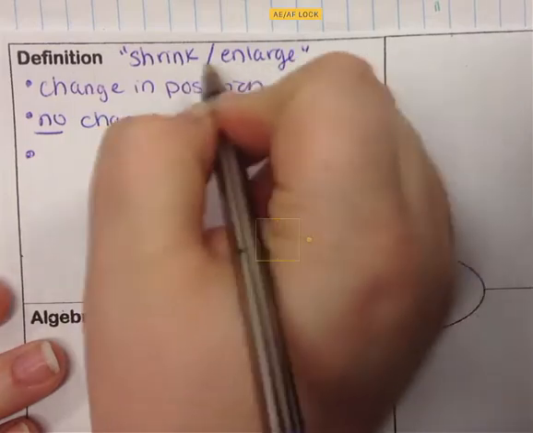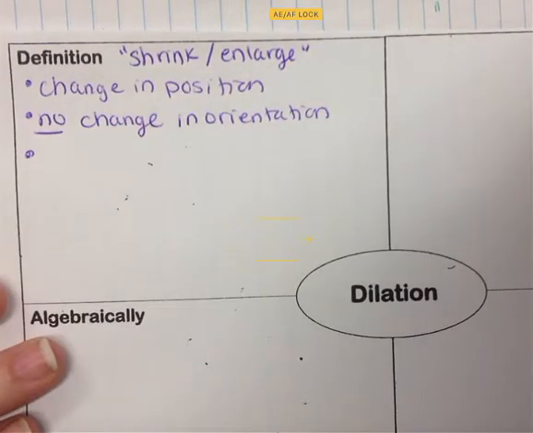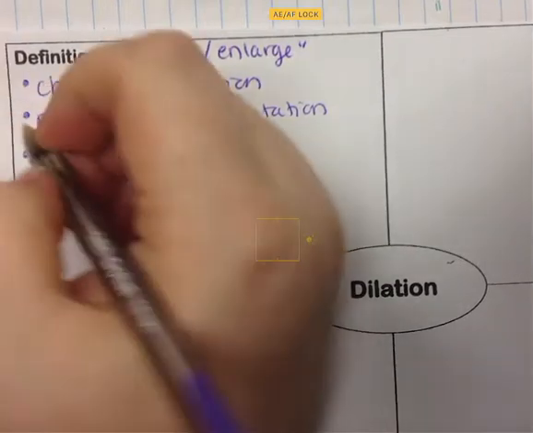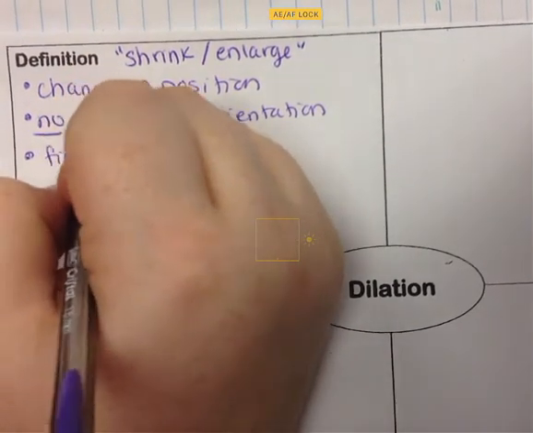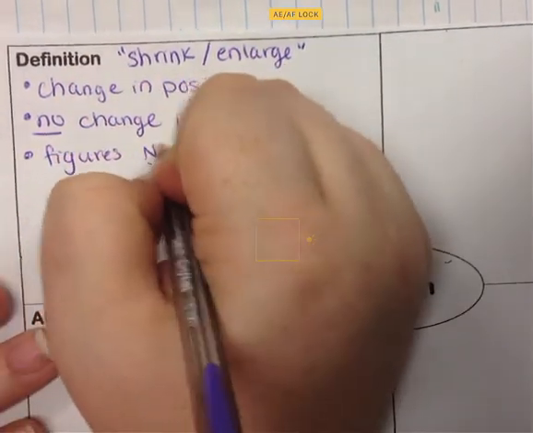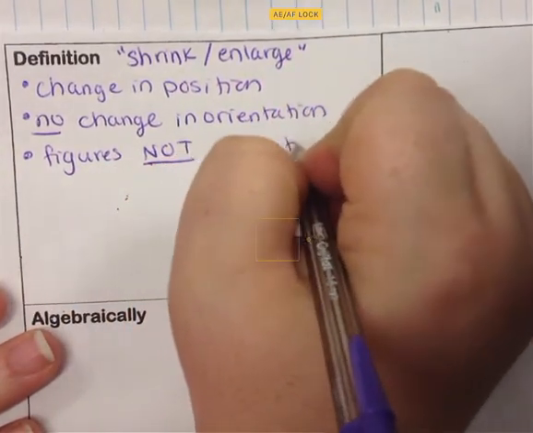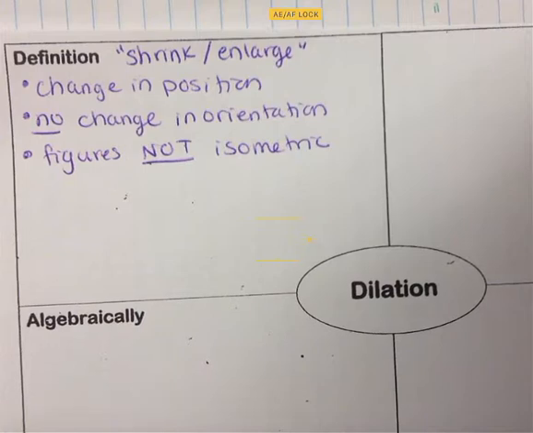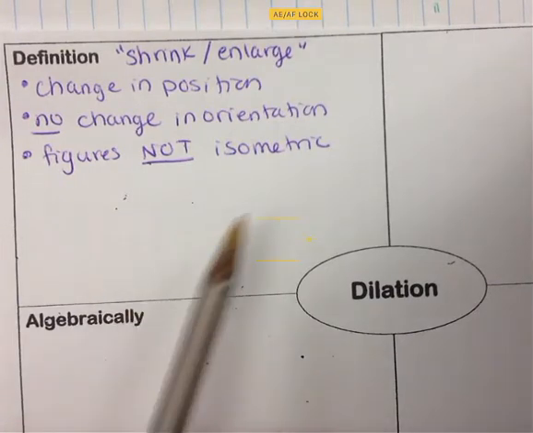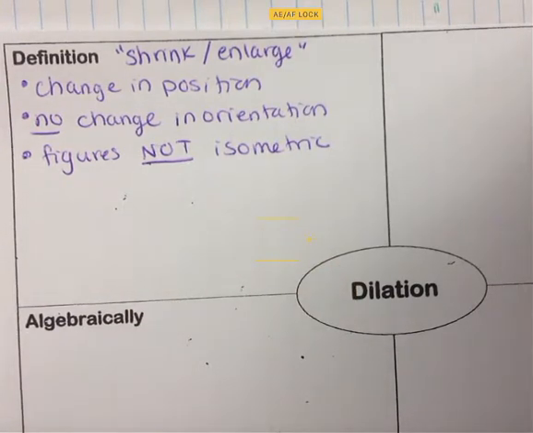If it's shrinking and enlarging, then the size will not be the same. The shape is still the same, but it's no longer the same size. That means that the figures are not isometric. So of the four transformations, dilations are the only ones that are not isometric.